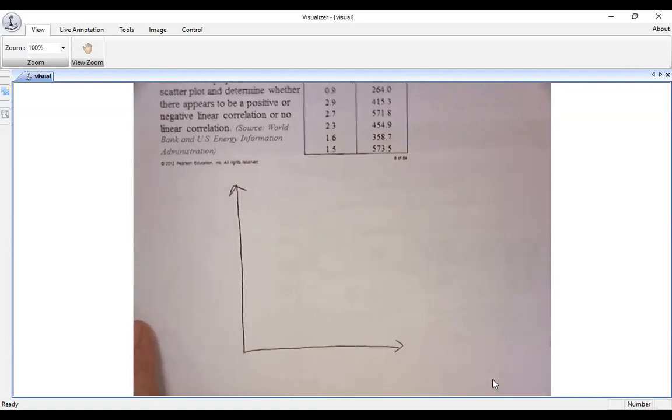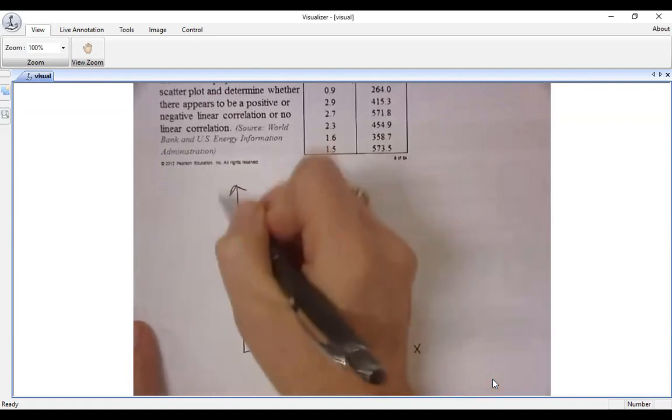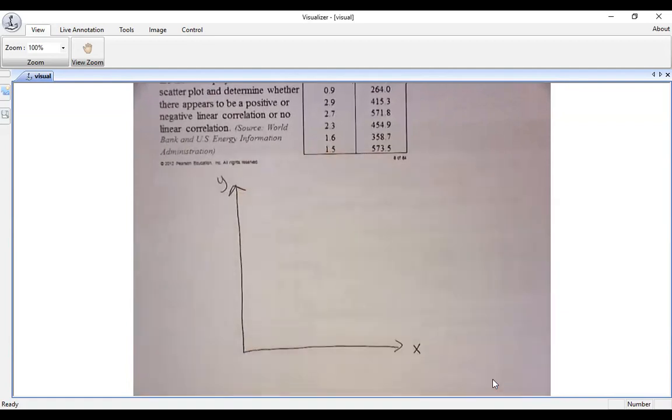Make sure when you draw it, you label your x-axis, you label your y-axis. What else do you think we would need to put on here? Okay, I need a scale. I'm going to have to come up with some sort of scale.